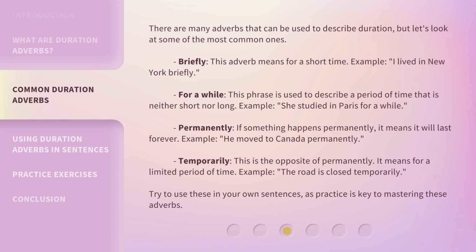Permanently. If something happens permanently, it means it will last forever. Example: he moved to Canada permanently. Temporarily. This is the opposite of permanently. It means for a limited period of time. Example: the road is closed temporarily. Try to use these in your own sentences, as practice is key to mastering these adverbs.